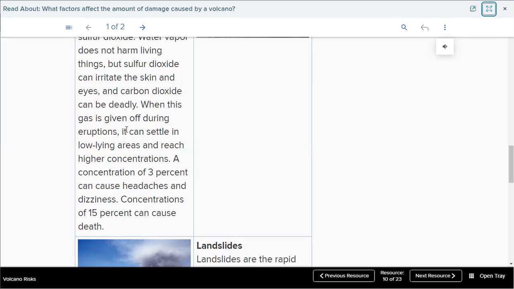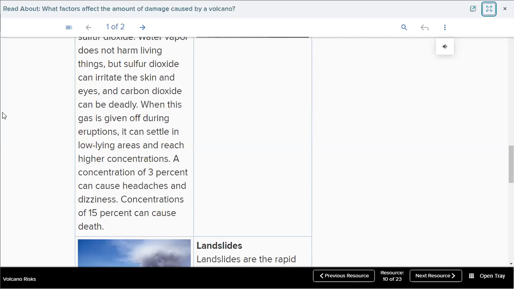When this gas is given off during an eruption, it can stay in the low-lying area and reach higher concentration. A concentration of only 3% can cause headache and dizziness, but a concentration of 15% can cause death.